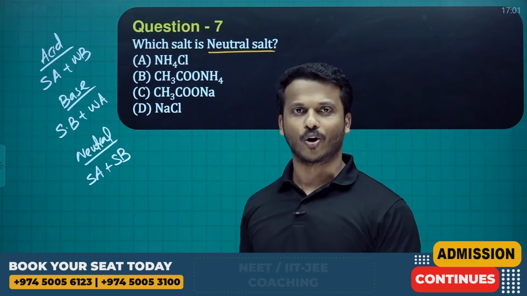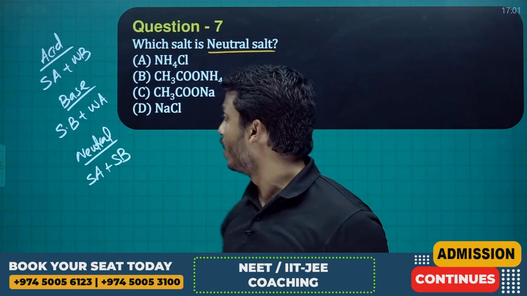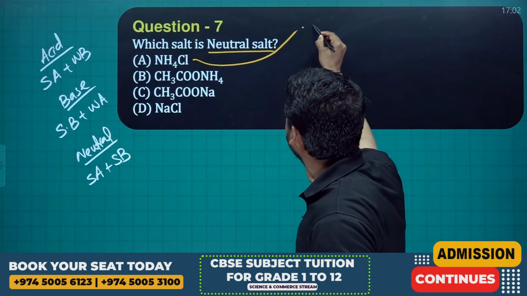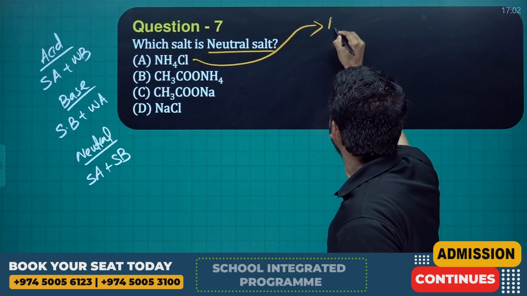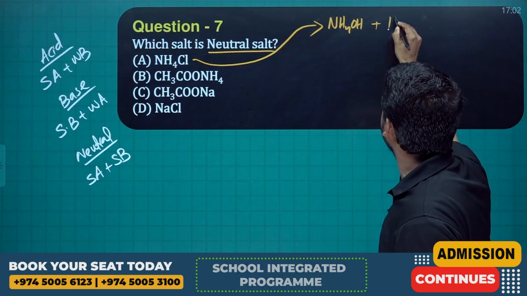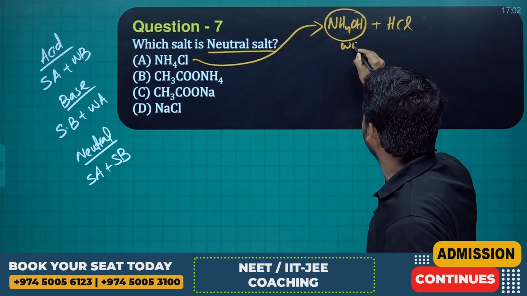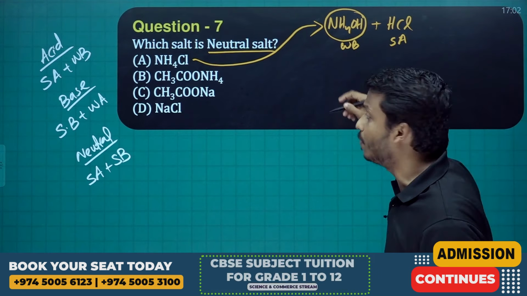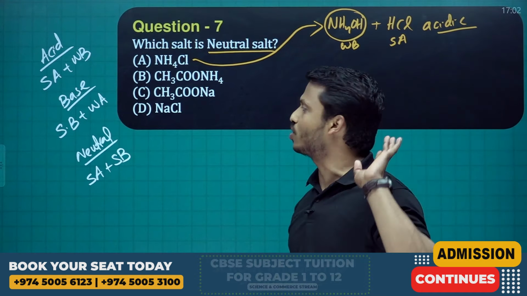See dear all, ammonium chloride. Salts are formed by the combination of an acid and a base. Ammonium chloride, my dear students, is formed by the combination of which? Ammonium, from where will you get ammonium? Ammonium hydroxide. Plus, from where will you get Cl? From the acid HCl. Ammonium hydroxide is a weak base, HCl is a strong acid. So, strong acid and weak base means it will be overall acidic, right? Overall acidic. They are asking which is neutral.